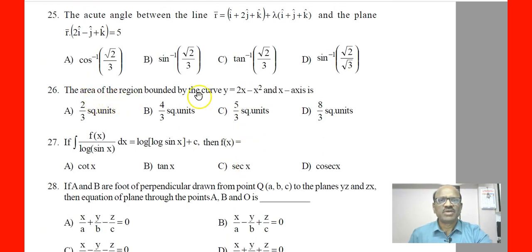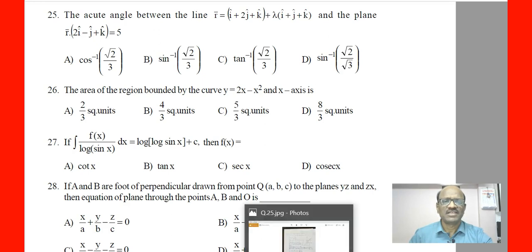The area of the region bounded by the curve y equals 2x minus x square and the x-axis. Now this is a parabola of the form x square equals minus 4by, but the vertex is not 0, 0, so it's not possible to use it directly for this parabola. We have to make it a perfect square, that is, put it in the standard form, and we will get the answer of this question.